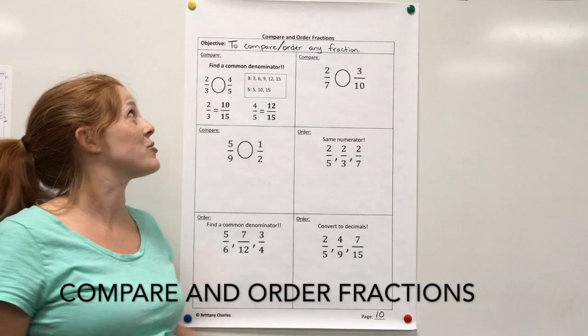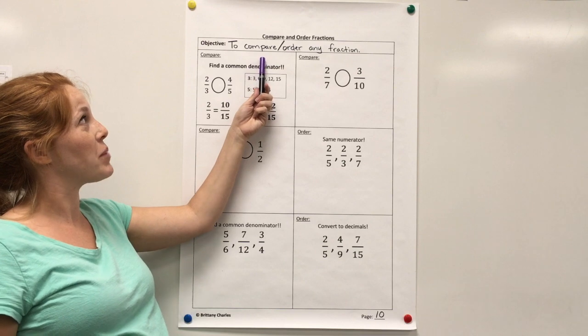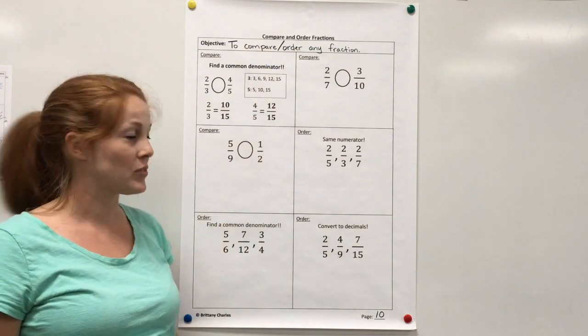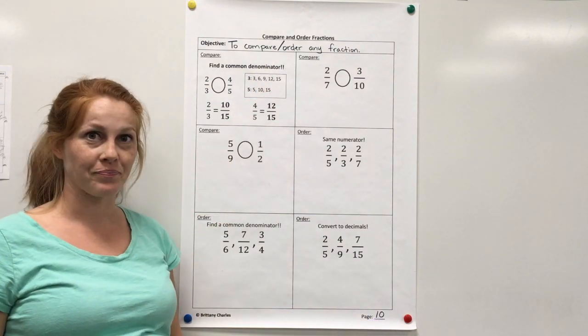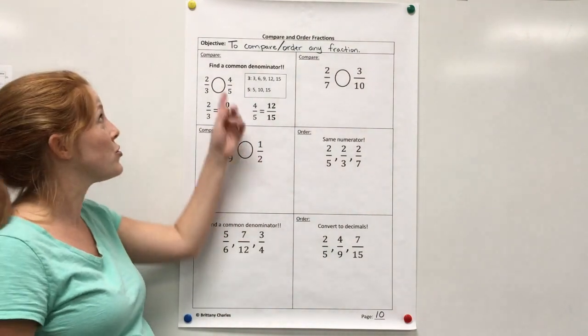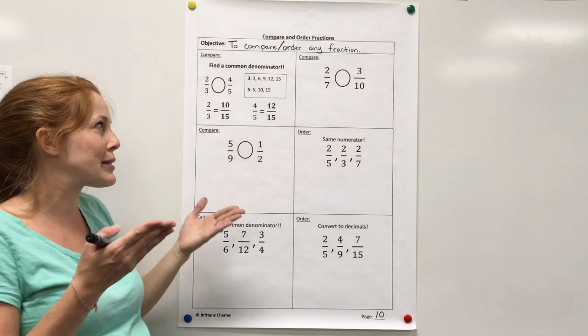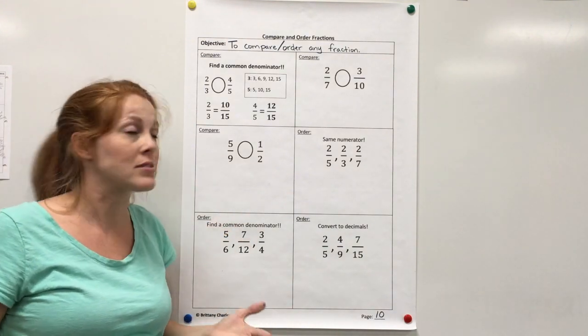Now we're going to learn how to compare and order fractions. So our objective is to compare and order any fraction, and this is page 10. All right, so one strategy that you can use is to find a common denominator and rename the fractions so that basically they're cut into the same number of pieces.